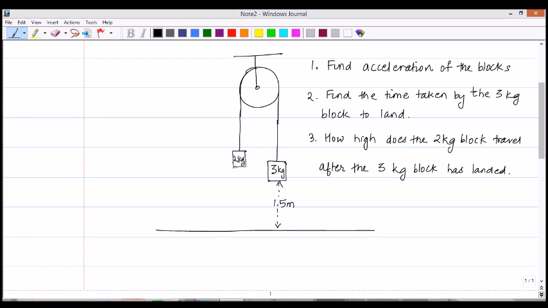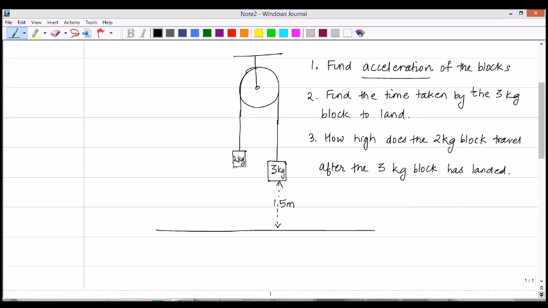So here's a look at the Atwood's machine problem. What we have is two blocks, a 2 kg block and a 3 kg block, connected by a light string that passes over a pulley. Everything is frictionless. We have a few things that we're going to do in this problem. One is we're going to find the acceleration of the blocks.